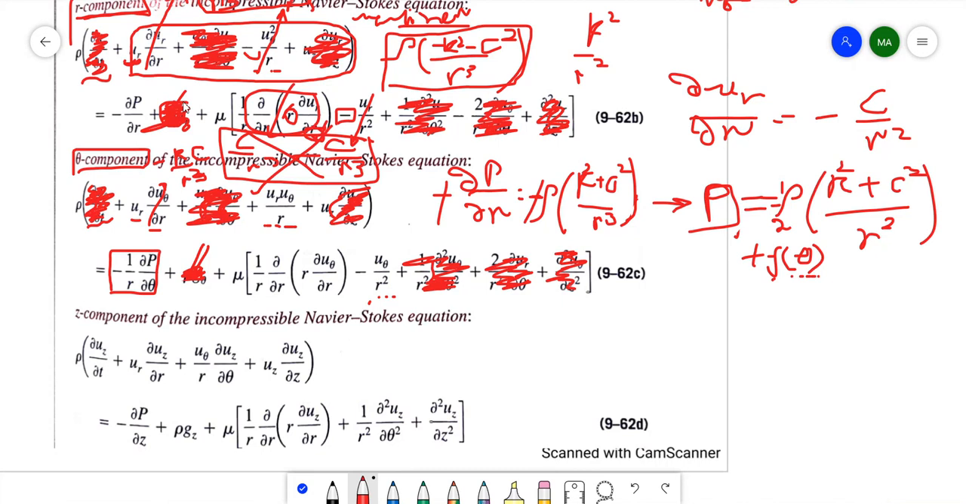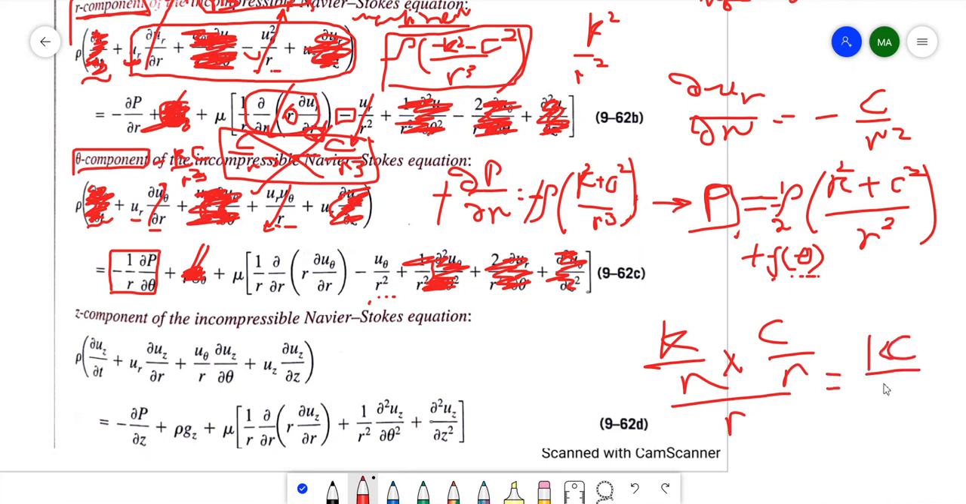Okay, and now this term, UR multiplied by U theta. So we have K over R multiplied by C over R, divided by R. It will be equal to K C over R squared over R. So it is K C over R cubed.